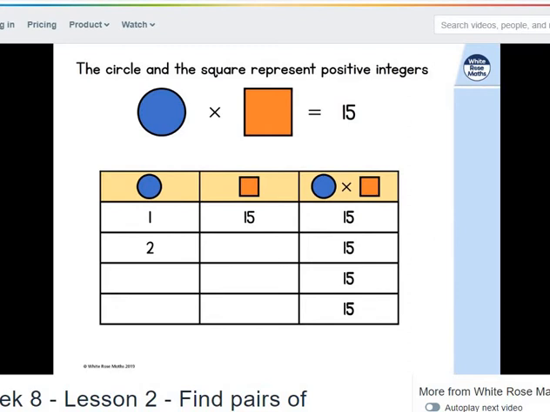What happens if the circle is worth 2? What would the square be worth now? Well, it would have to be 7.5. Right, there's a problem here. They represent integers. So actually, I can't have that combination. The circle can't be worth 2. What happens if it was worth 3? Would it work then? Well, yes, it could be 5. And then I can fill in the other combinations it could be as well.